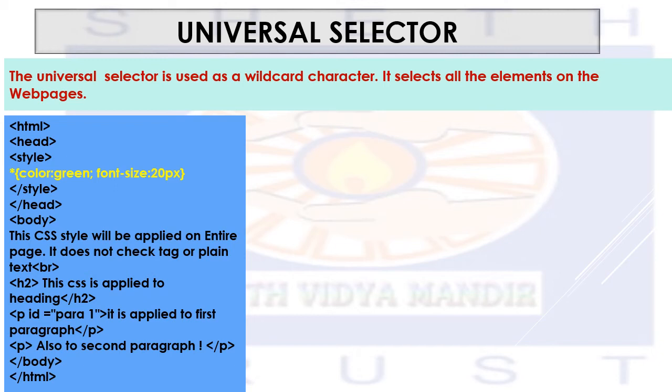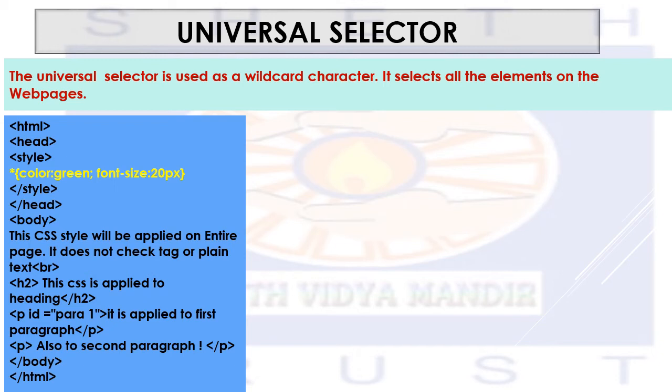You can see here again in the style tag how the universal selector is used with the asterisk sign. This asterisk sign indicates that it is a universal selector. Here you do not need any tags. You only have to use the universal selector, the asterisk, which is the star sign. Then you have given the property color with the value green, and font size 20 pixels.